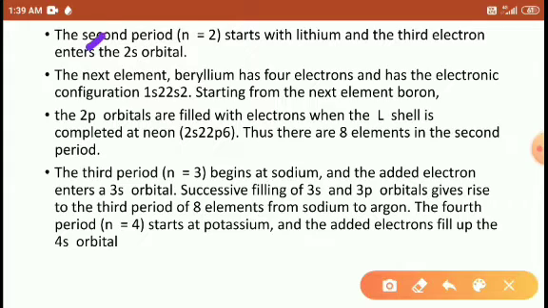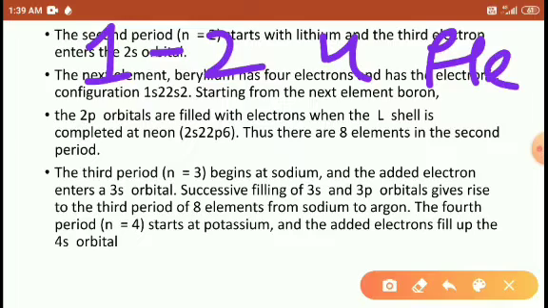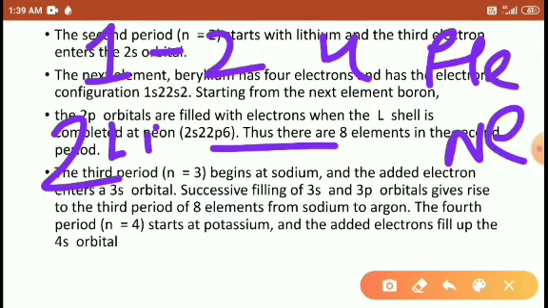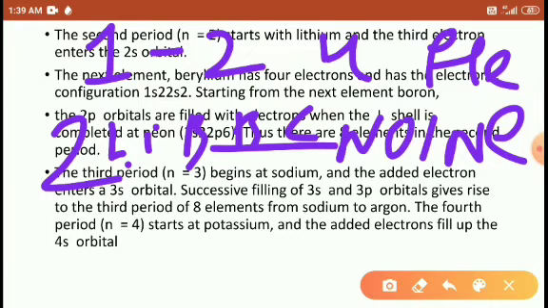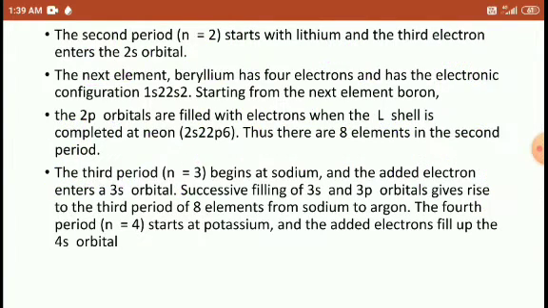So look here, students, in the first period we get only 2 elements, hydrogen and helium, but in the second period we get from lithium to neon, a total of 8 elements. Right students? Lithium, beryllium, boron, carbon, nitrogen, oxygen, fluorine, neon. That is 1, 2, 3, 4, 5, 6, 7, 8. We get 8 elements in the second period. It means the number of atomic orbitals has increased twice here.